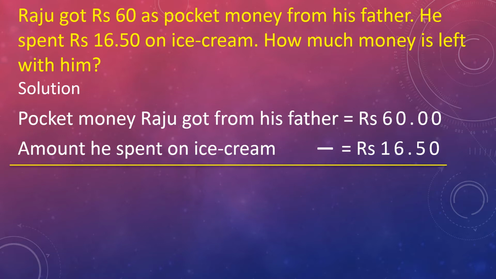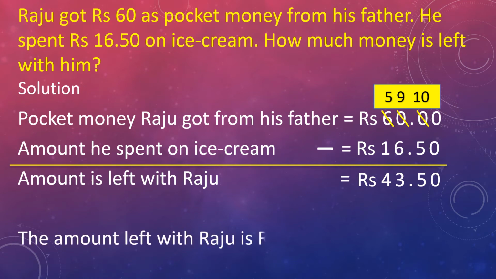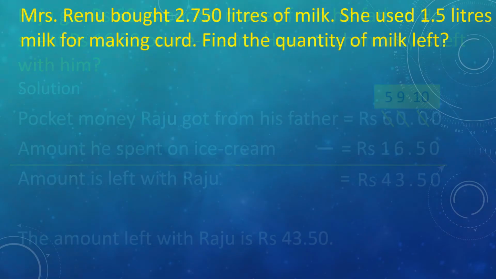And the third statement is amount left with Raju is equal to, see, the decimal point should come one below the other in column, and convert both the decimal numbers into like decimals. As usual, we start our subtraction from the right. And everyone knows the subtraction, so pause the video and do the subtraction on your own and check. The answer is rupees 43.50. And the last statement is the amount left with Raju is rupees 43.50. Let us solve one question.